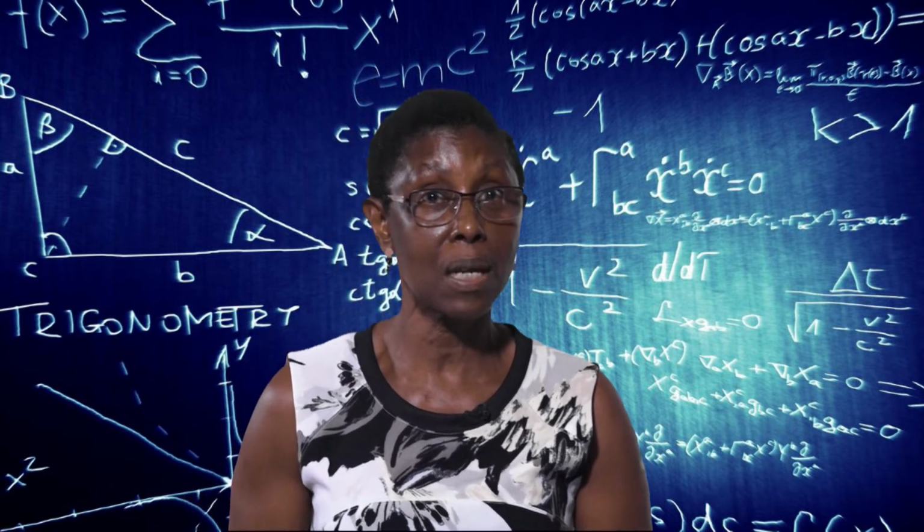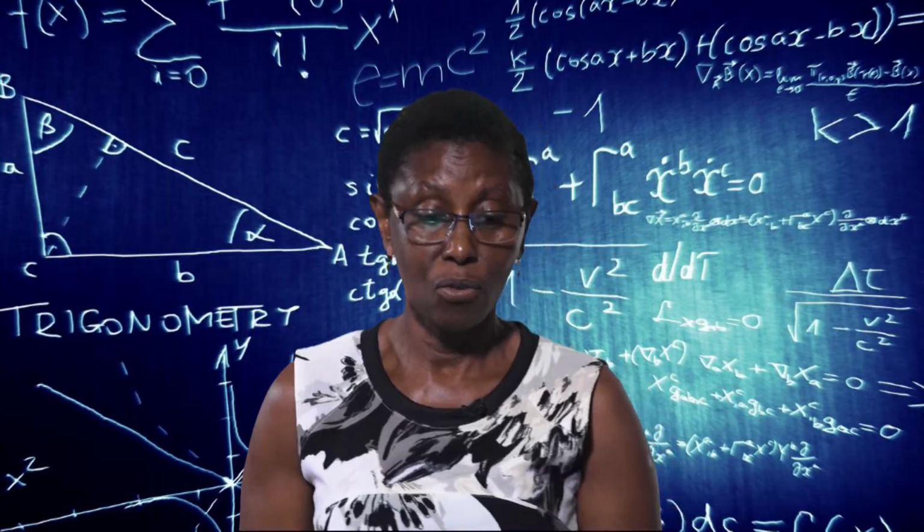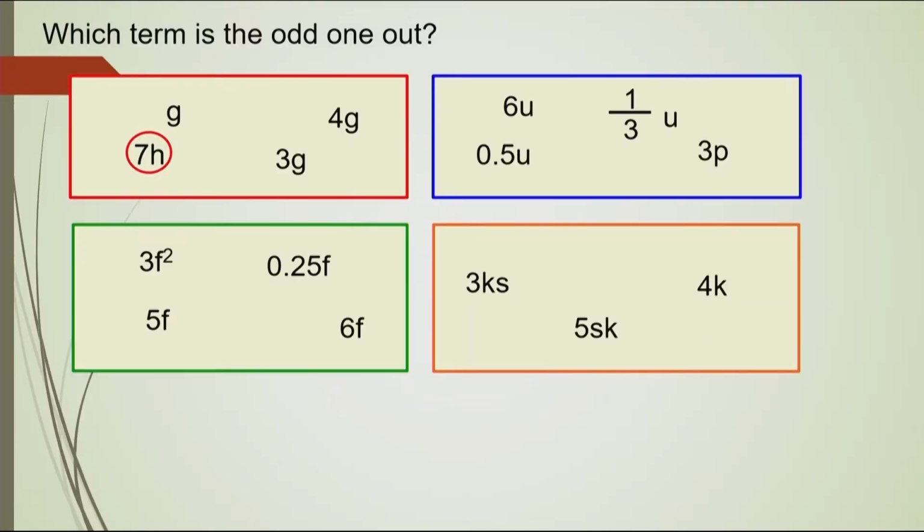The word terms comes up. You've got a starter. Which term is the odd one out? You've got 4 boxes. Which term is the odd one out? Hope you've picked that up. First one, 7H. Why? Yes, the rest of them have got the term of G. Second one, 3P. Why? Yes, because the rest have got a term of U.